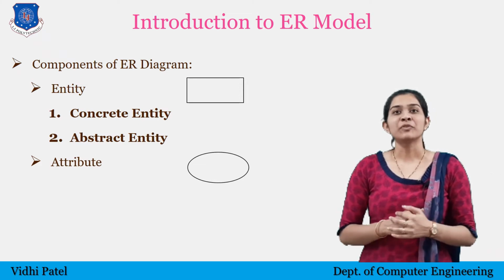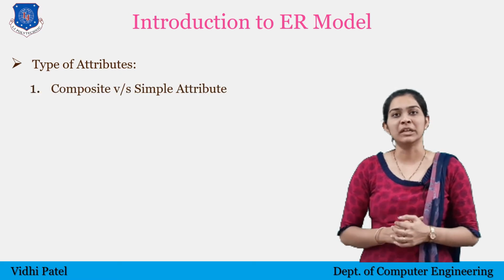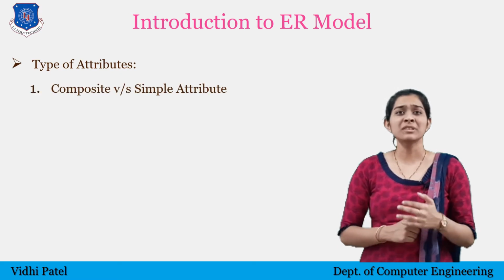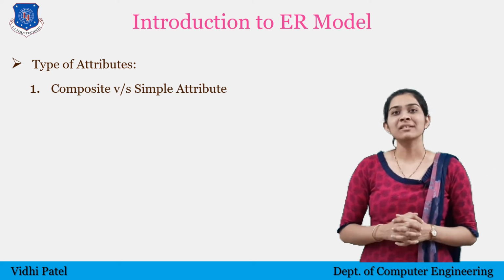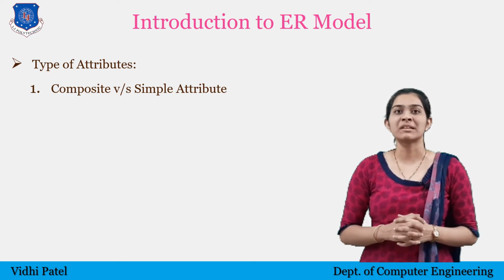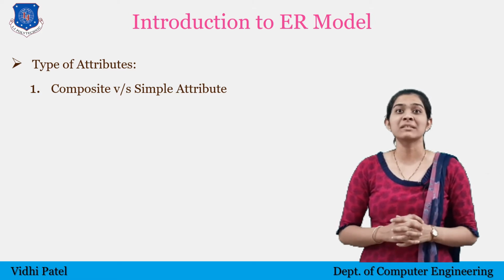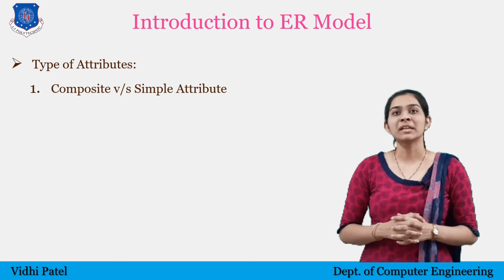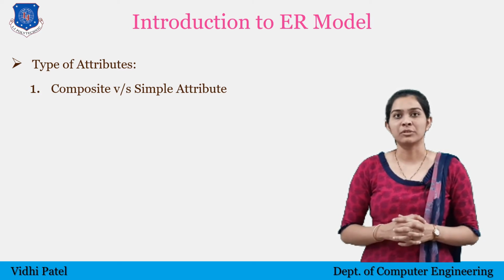Let's see types of attribute one by one. First one is composite attribute versus simple attribute. Composite attributes can be divided into smaller subparts. For example, the address attribute can be divided into subparts such as street, city, state and postal code. Whereas simple attributes cannot be divided into subparts. Simple attributes are also referred as atomic attribute.